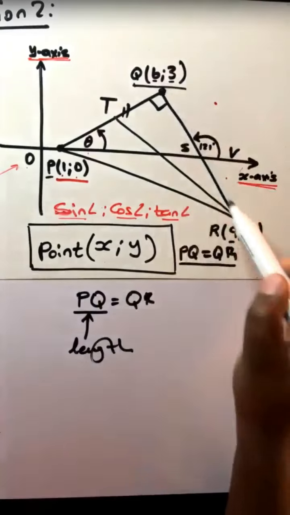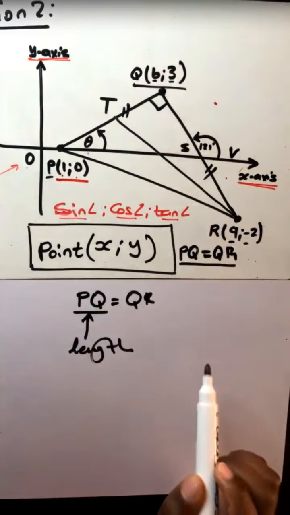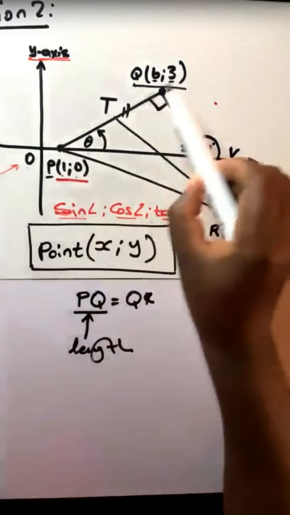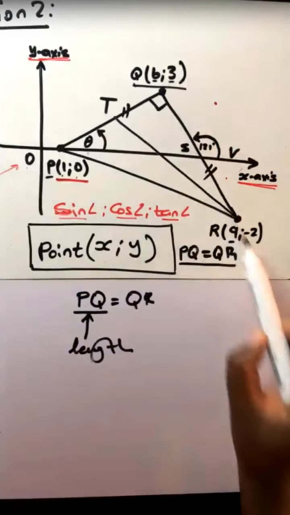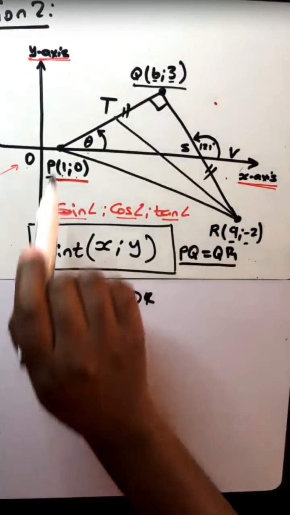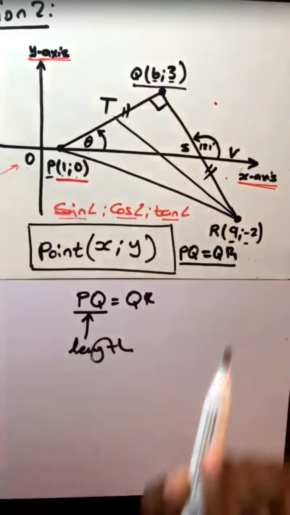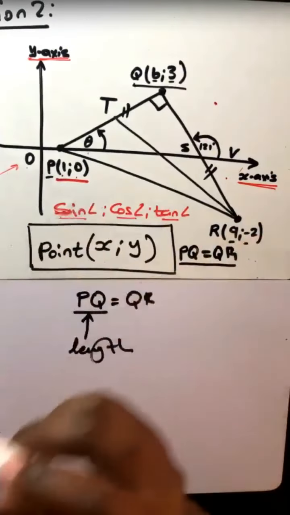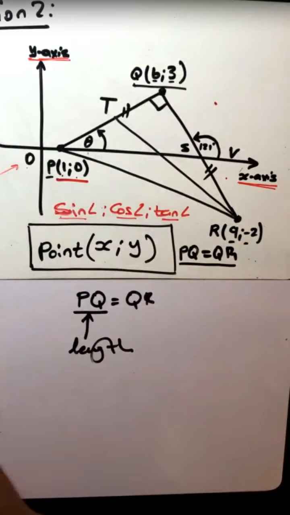Where is QR? There is QR. So that means if that length is 4, this is also 4. If that length is square root of 90, this is also square root of 90. Obviously, if you were asked to determine that, you can therefore either use the trig ratios or otherwise theorem of Pythagoras.